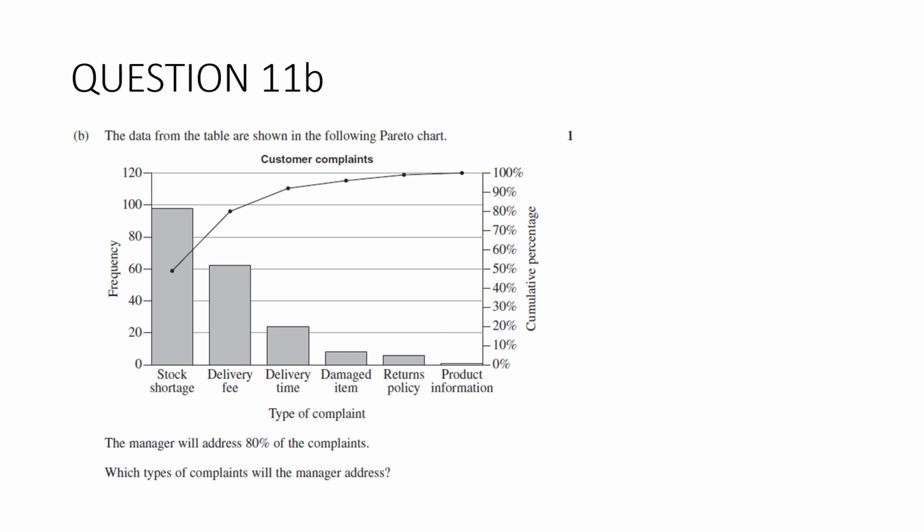Might seem a bit of a strange question to you, but it's based on the Pareto principle, that 80% of the problems come from 20% of the causes. So we're trying to figure out what causes the 80% of the complaints. Now if we have a look here at the cumulative percentage, 80% is sitting here, and that is the first two columns. And so the answer to this question is stock shortage and delivery fee.